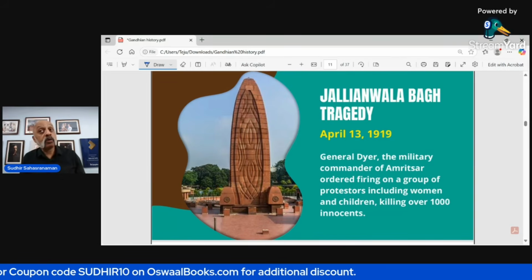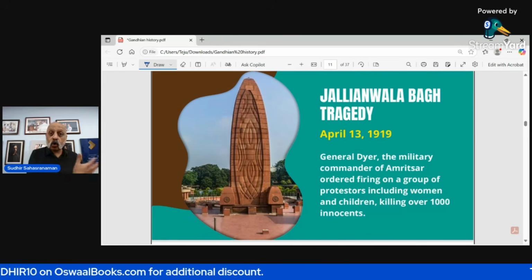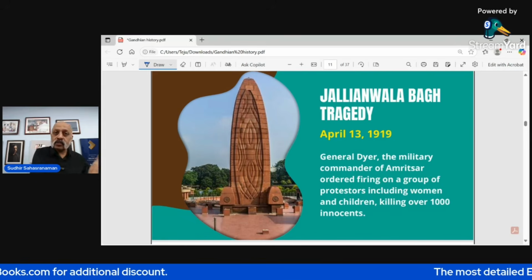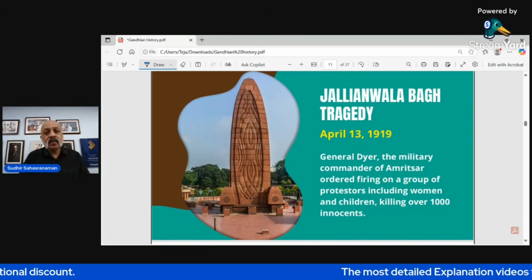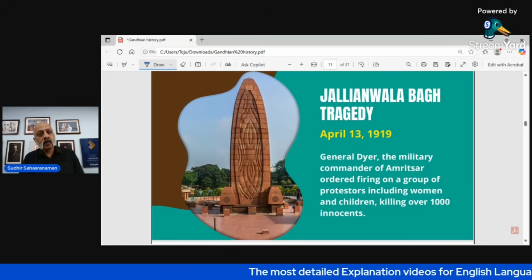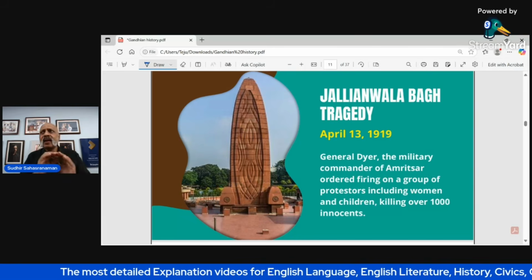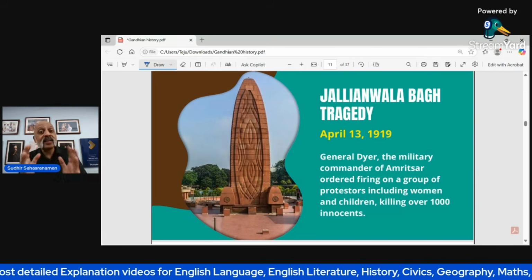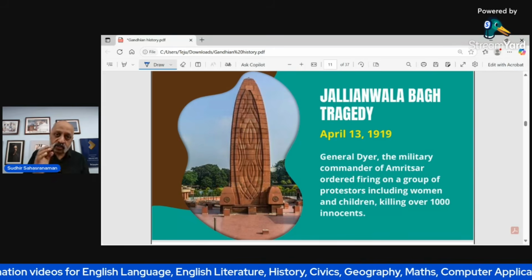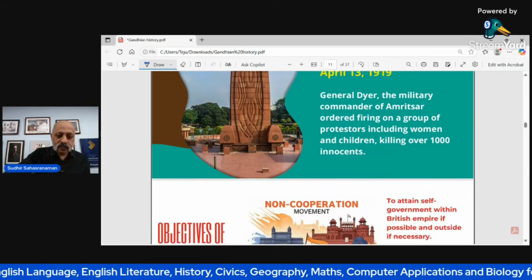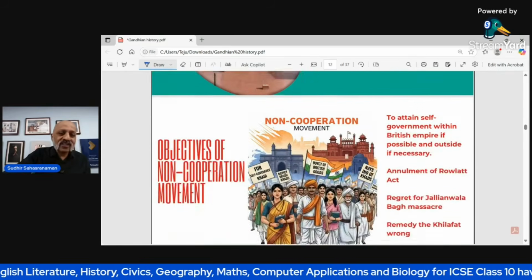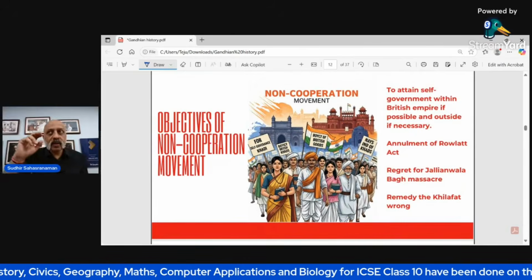Gurudev Rabindranath Tagore returned his knighthood. He had been knighted, meaning he was called Sir Rabindranath Tagore. He returned his knighthood to the British king in protest, and this was like a black day as far as the Indian freedom struggle was concerned. The Jallianwala Bagh tragedy.